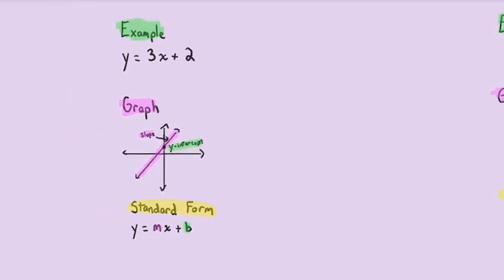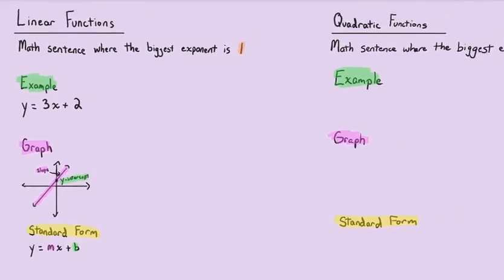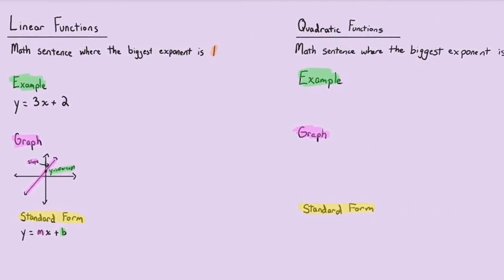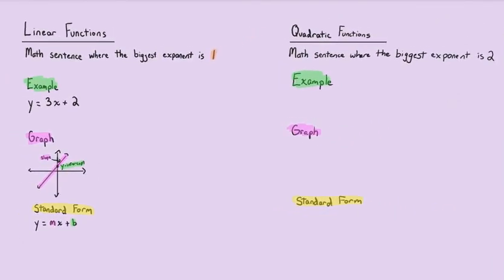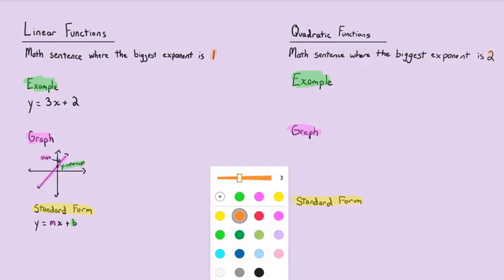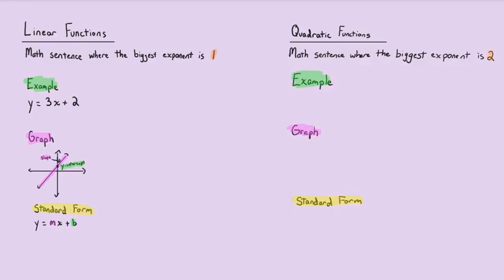Okay. Now let's bounce on over to quadratic functions. Quadratic functions are math sentences where the biggest exponent is actually 2. So it's a step up from linear functions. So an example of a quadratic function would be y equals, let's go with x squared minus 5x plus 10, let's say. A graph of a quadratic function will actually be a parabola.